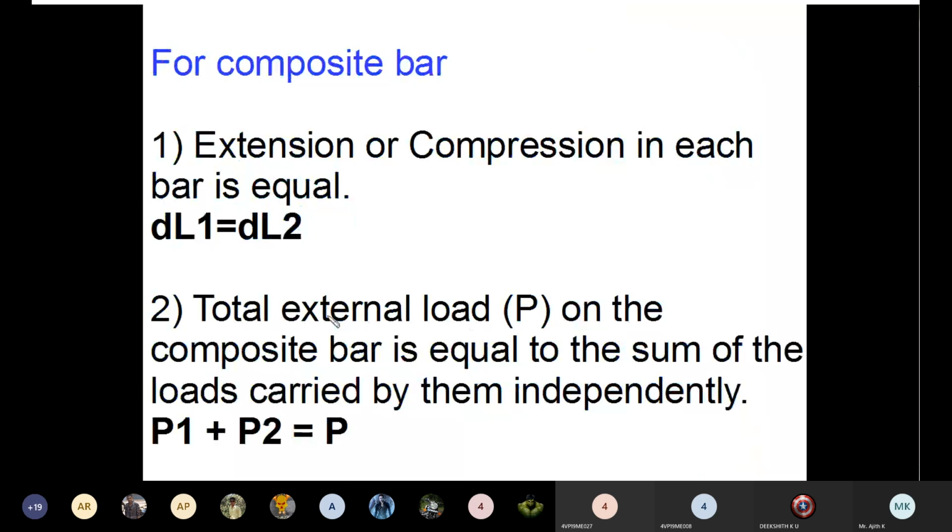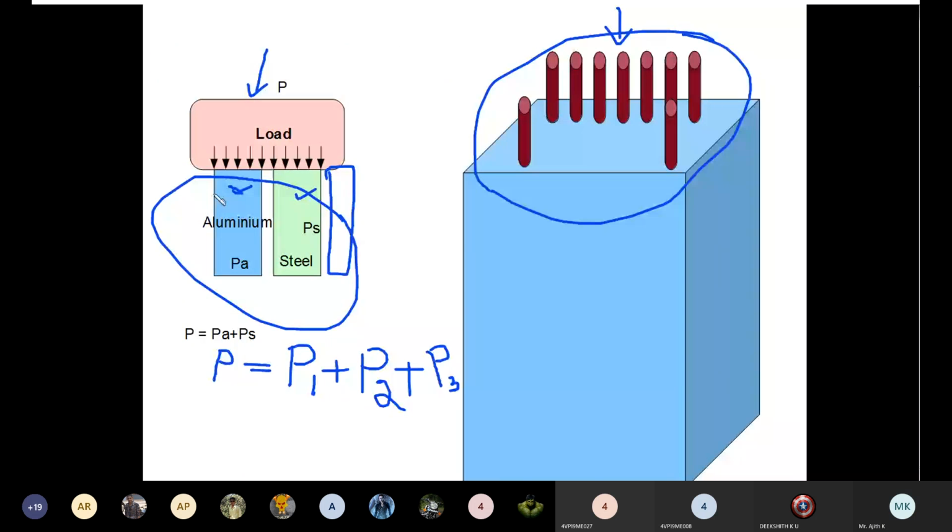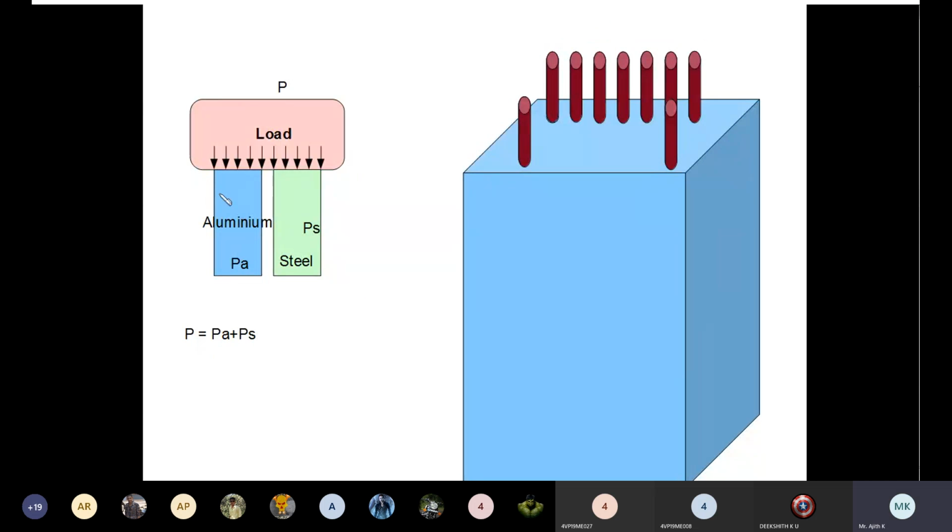And apart from this, one more thing you have to remember in case of a composite section is that whenever some load is acting here, these sections will undergo deformation. The aluminum and steel bars will undergo deformation, and the deformation in both materials will be the same. So delta 1 is equal to delta 2. These two things you have to remember.